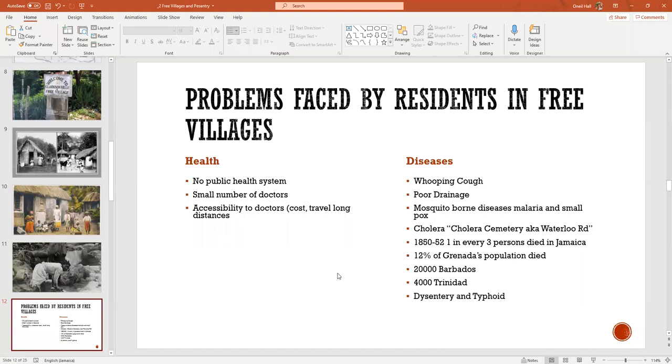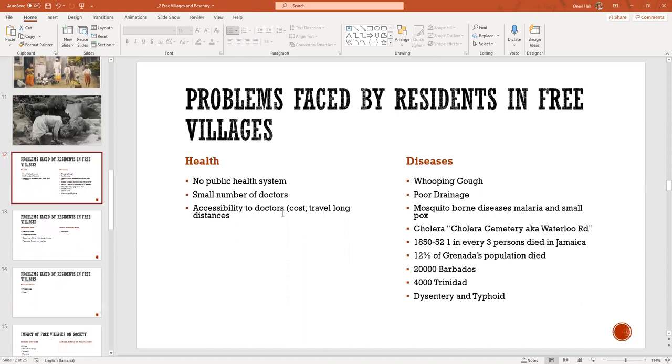So ladies, if you're going to the exam and they ask you to talk about the problems that the free villages faced, you say one problem is health. You talk about how they had one hospital in Jamaica and so on. Then you talk about the different diseases and how they affected the people. Ladies, I'm giving you the main points and the supporting details. Easy. Can we tie health with diseases? Yes, you can tie health with diseases.